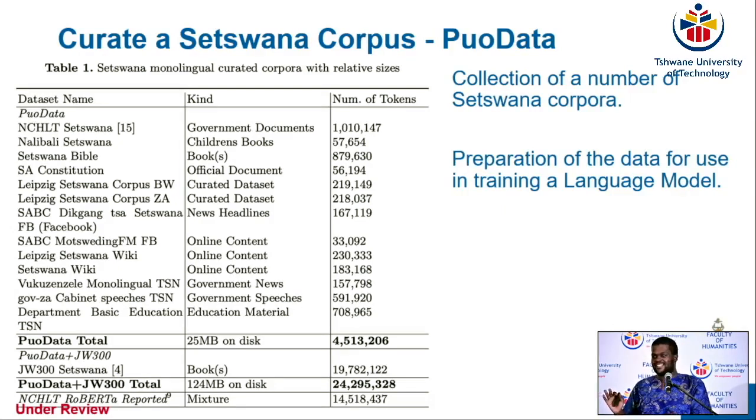Right, what did I say about English? Terabytes, petabytes. A terabyte is 1,000 gigabytes. All right, and then we've got 4.5 million words.